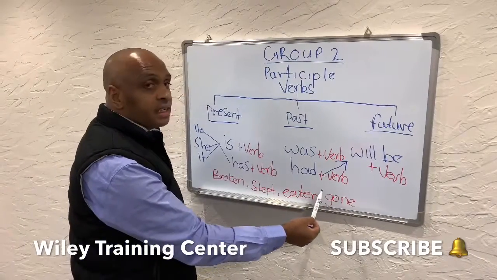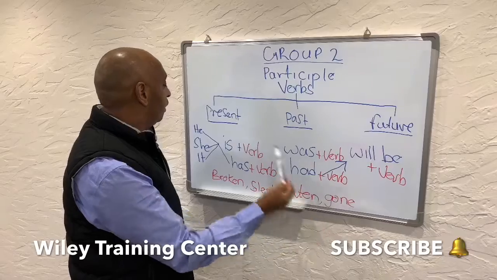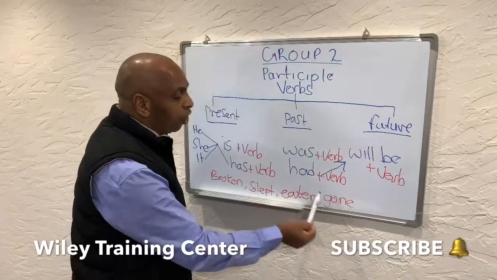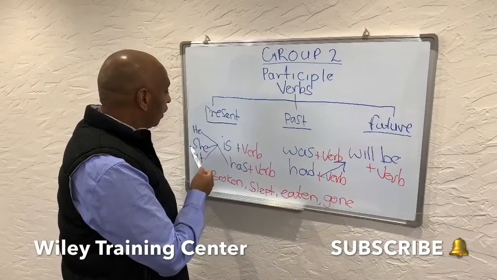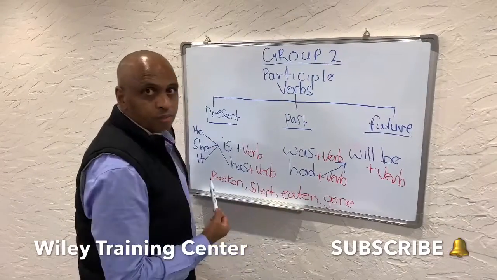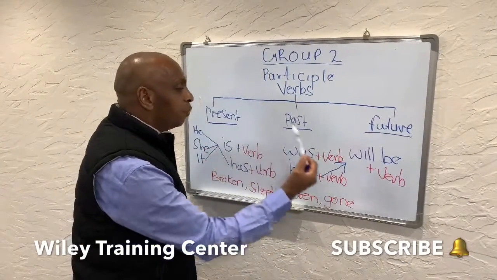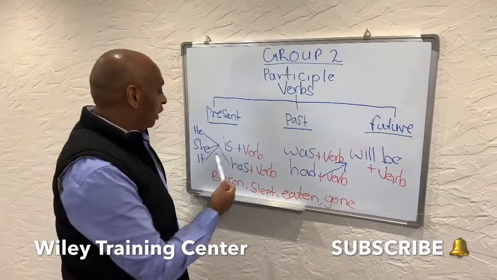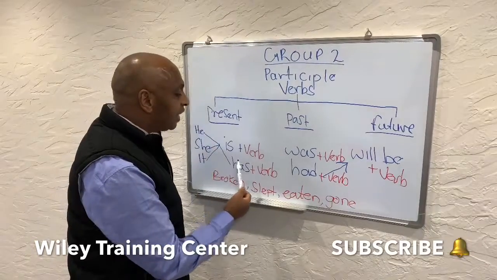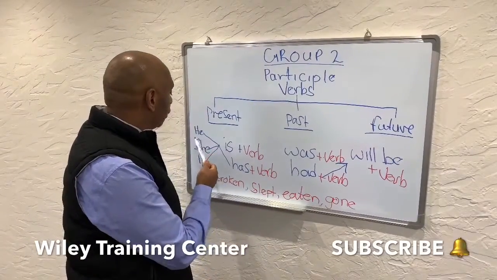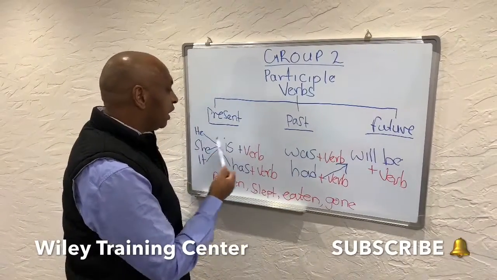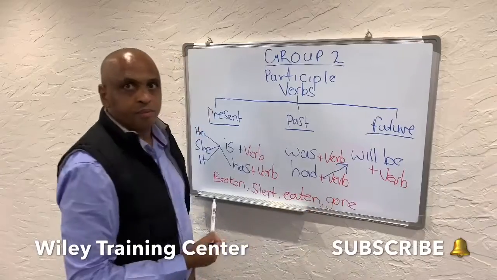The other word is gone as a participle verb. I will use the first section, with is. He, she, it is gone. He, she, it was gone. He, she, it will be gone. Using the second section, the word has: he, she, it has gone. He, she, it had gone. He, she, it will be gone.